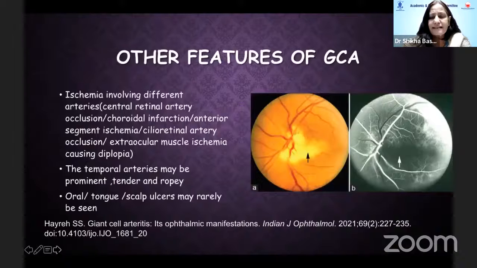Any patient who has ischemic optic neuropathy with cilioretinal artery occlusion or choroidal infarcts, basically the cilioretinal artery and choroid being supplied by the PCA, if there's that involvement, then it's very peculiar of giant cell arteritis or the arteritic ischemic optic neuropathy. Other vessels can also be involved, so you can have central retinal artery occlusion. The patient can present with diplopia. Other features are that the temporal artery may be prominent, tender, and ropey. The patient can have oral or tongue ulcers, scalp ulcers.